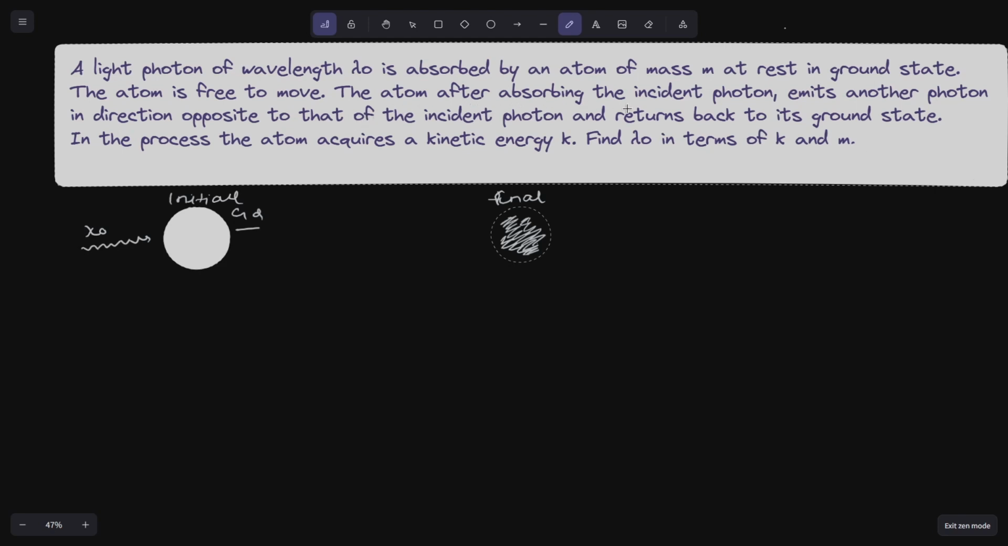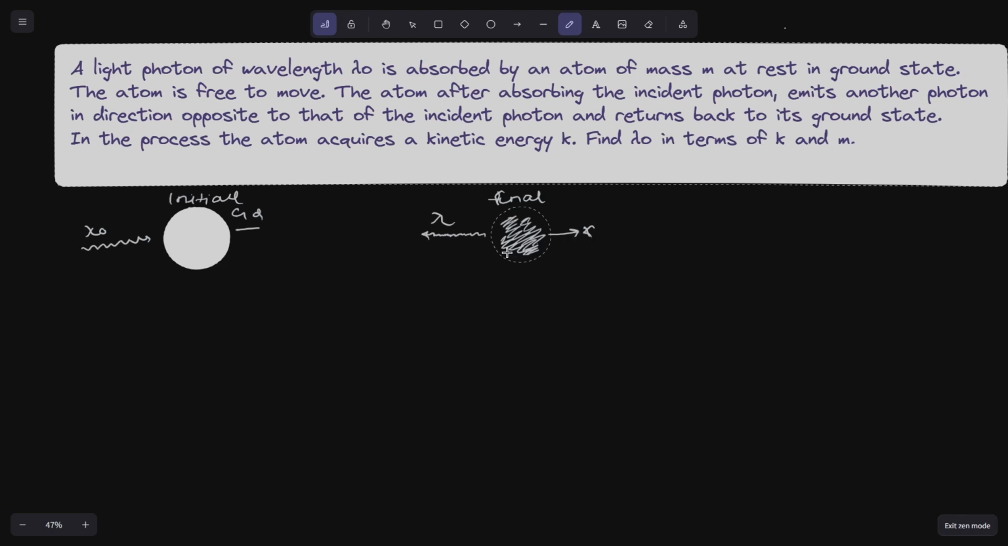But after absorbing the incident photon, it emits another photon in the direction opposite to the incident photon. Means if the incident photon is coming from left to right, the re-emission of the photon will be in the opposite direction of the incoming photon, like this. So we'll take it as lambda. Now it will have some kinetic energy. You should think why it would have some kinetic energy. We'll discuss why it will have kinetic energy at last.